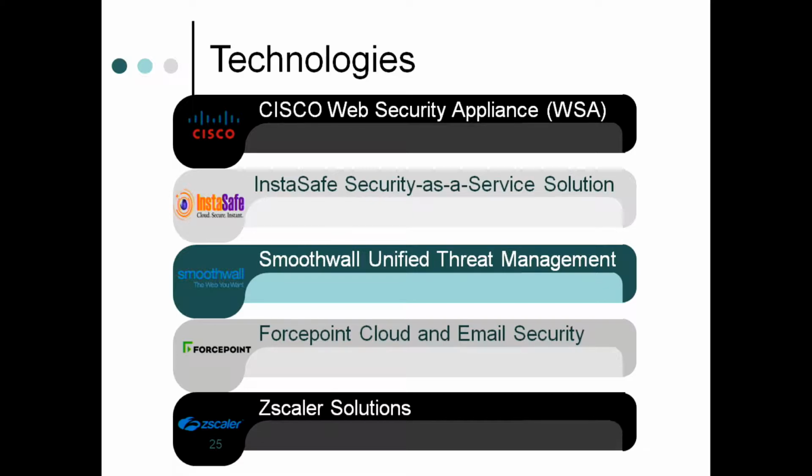We have Cisco WSA. There's also InstaSafe security as a service solution. We have a Smoothwall, ForcePoint, and SECaaS. These are some of the top solutions that are available for security services. So in our case, we are using Cisco mainly because BDN already has the hardware for Cisco. So it is more feasible for us to use Cisco software rather than using something else.